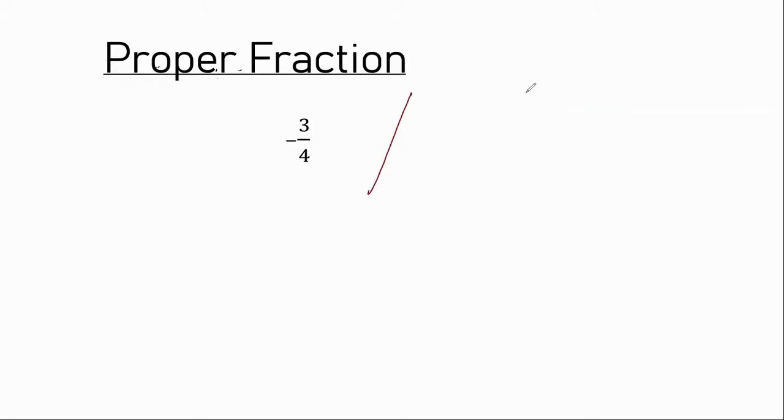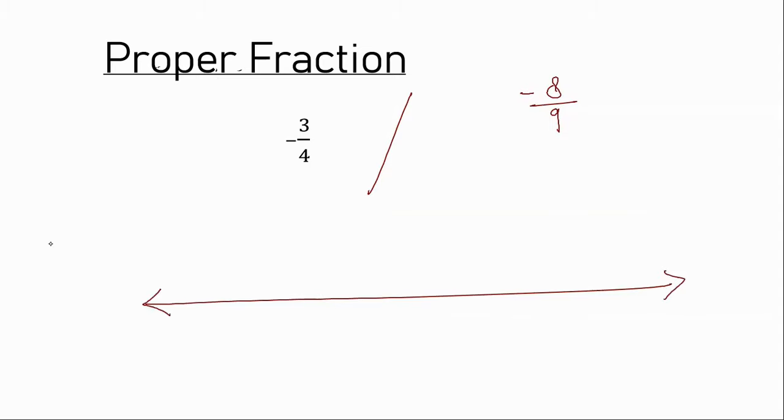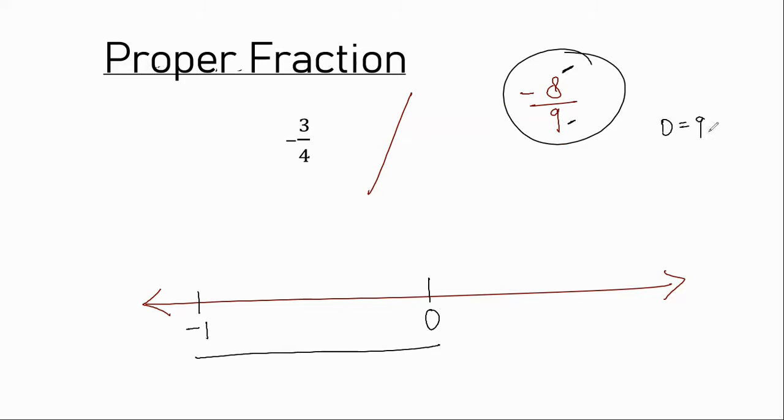Now let's take another example, suppose we have to draw -8/9. We draw a number line, because we know this is a proper fraction, since the numerator is less than the denominator, and the denominator is 9. It is a proper fraction and it is negative, so this number will lie between 0 and -1. To make 9 equal parts, how many lines will I draw? 8 smaller lines. So 1, 2, 3, 4, 5, 6, 7, and 8.